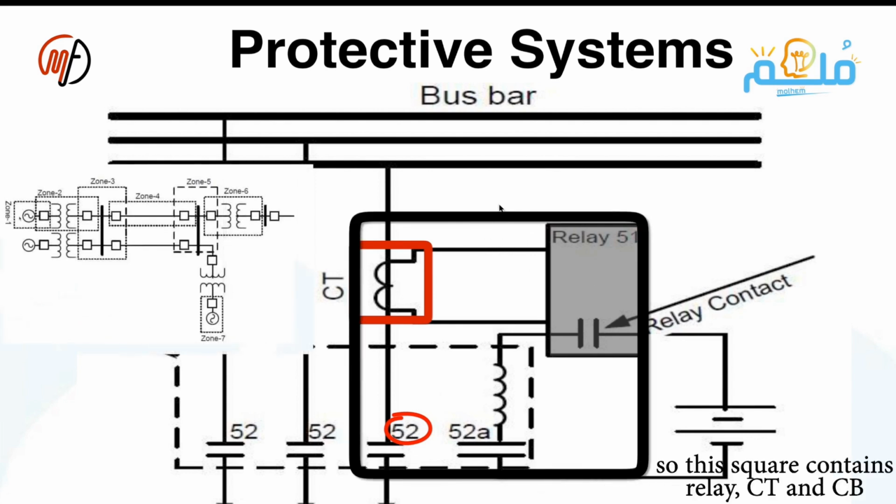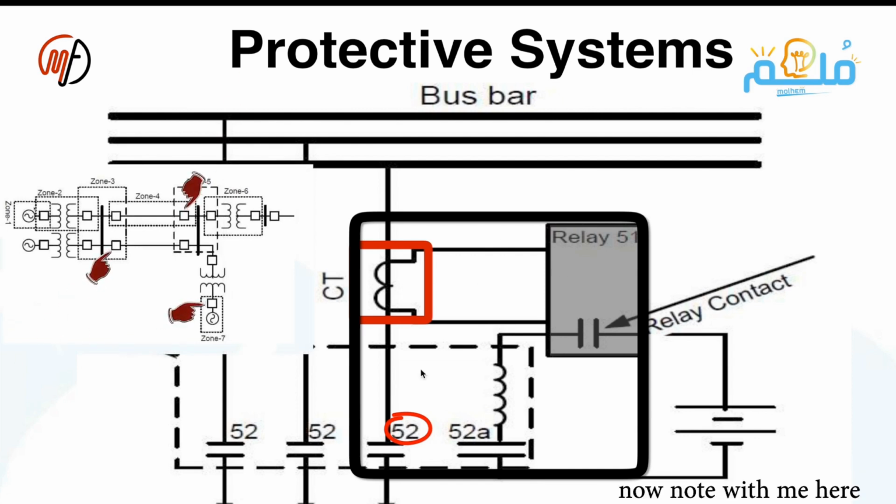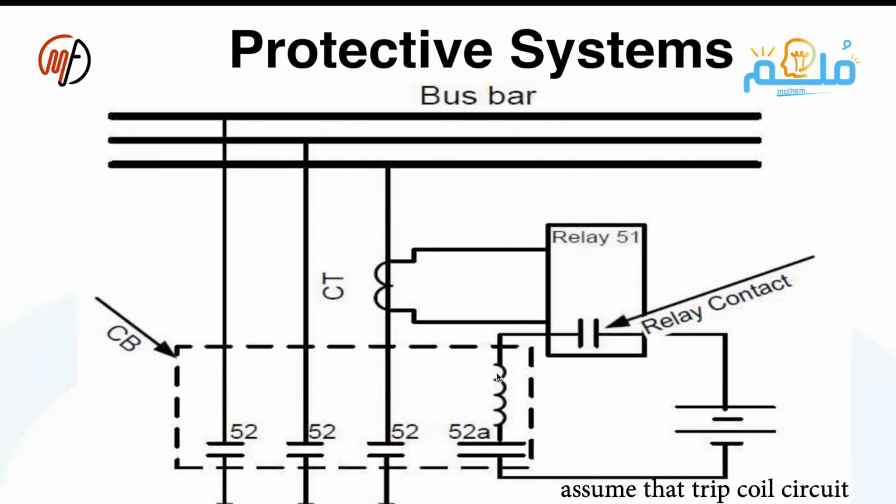What will happen? The trip coil circuit is open. If a fault occurs and the CT converts the fault current value to the relay and the relay closes the output contact, then the battery current won't flow because the circuit is already open. What happens in this case?